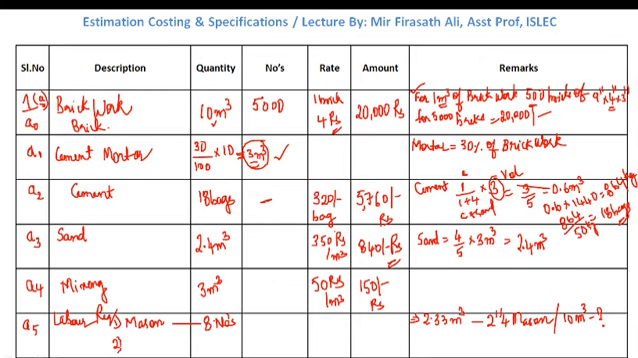Similarly, second is mazdoor. For 2.33 meter cube, we required around 5 mazdoors. For 10 meter cube, how much? If we cross multiply this, we will get the value as 18. So the rate of one mason and the rate of one mazdoor is given.